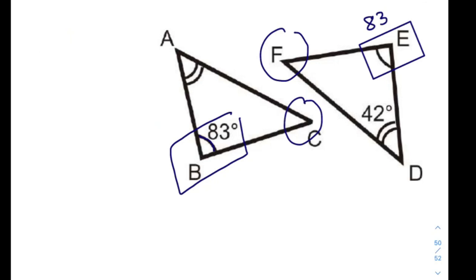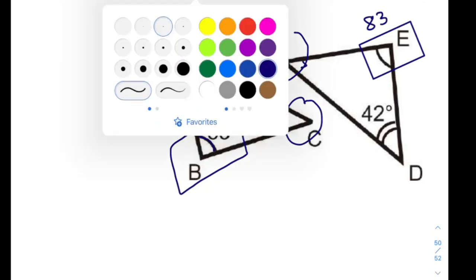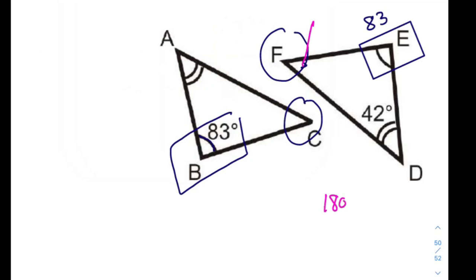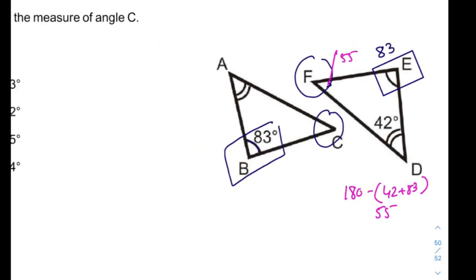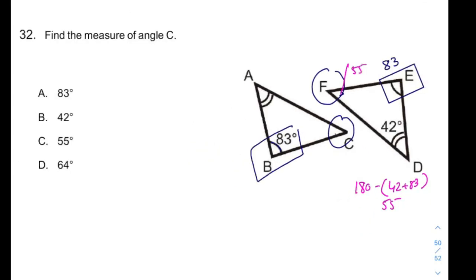Okay. Now, the missing angle, which is F here, will be 180 minus 42 plus 83, right? Which is 55. So this is 55. So the measure of angle C is equal to the measure of angle F, which is 55. Very easy. So find F from that triangle because of the information given, find the corresponding angles, and then find the missing one.